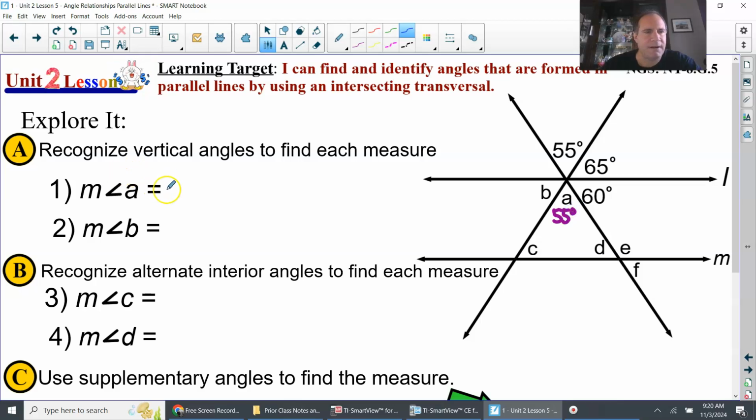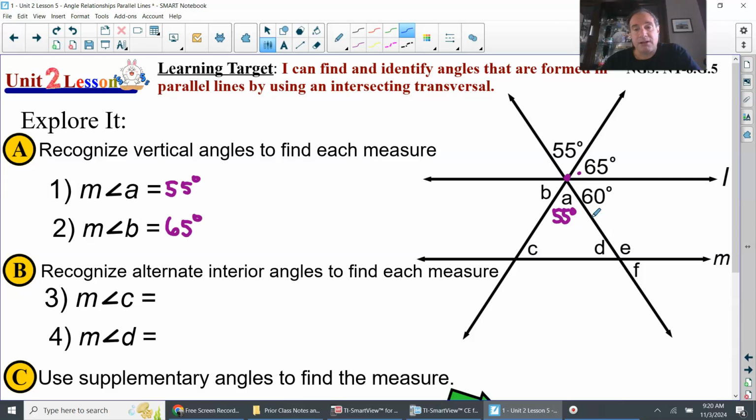Angle B is directly across from, and again, they meet in the middle, 65 degrees, so that's 65 degrees. Those are vertical angles. Recognize alternate interior angles. So right here are your parallel lines. Angle C is what you're looking for, and angle D. Just remember, those are the parallel lines.